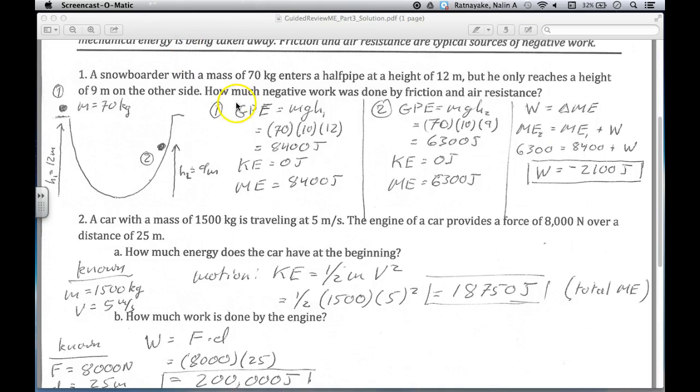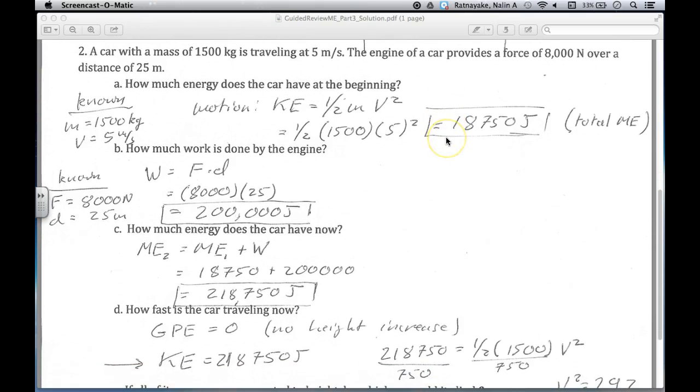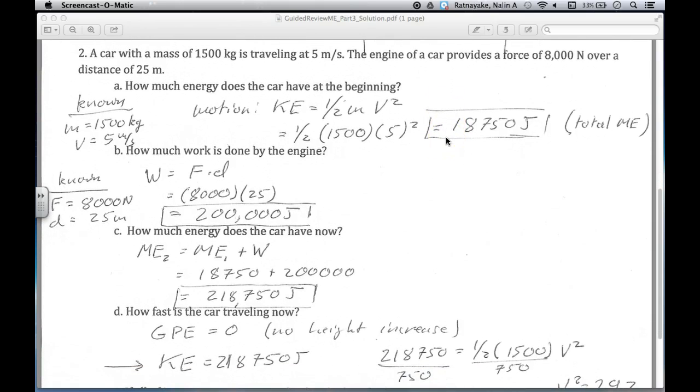Now, I stepped through that a little bit quickly, and if you want, you can pause the video, rewind it, or try and work out the problem yourself to see if you get the same answer. I'm going to scroll down to problem number 2. Okay, we have a similar problem where we're going to be talking about work and total mechanical energy. So let's take a look.